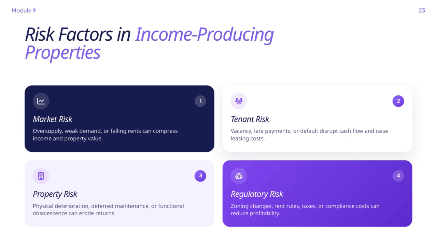Then, there's property risk, which comes from physical deterioration, deferred maintenance, or functional obsolescence. If a property starts to decline without proper upkeep or becomes outdated, it can significantly reduce your returns.